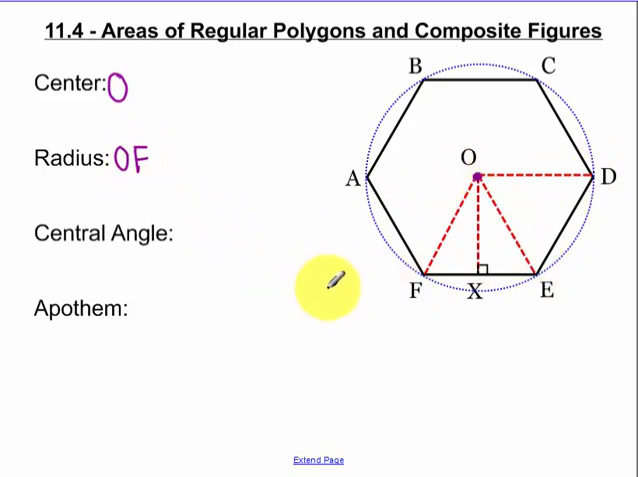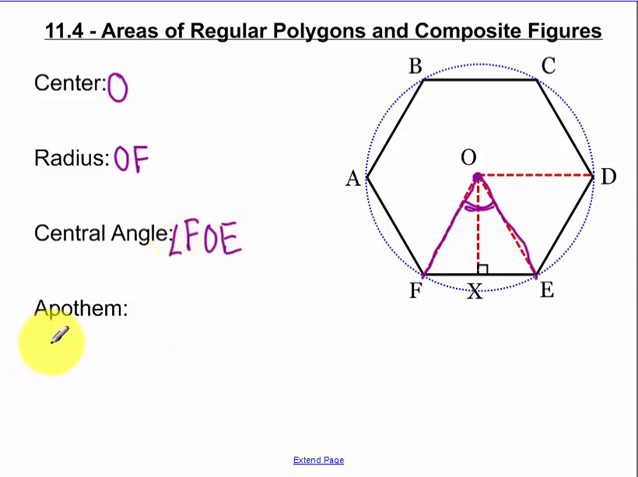And your central angle. Your central angle then is the angle where you're going from one vertex to the center to another exact adjacent vertex. So in this example, it would be angle FOE. And make sure you put a little angle symbol in front of it.